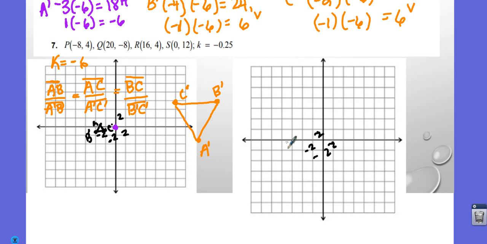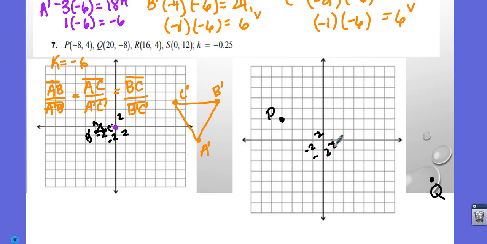Okay, so 1, 2, 3, 4, that's -8, and then 4, this is my P. And then the next one is 20 and -8. So I'm going to go 1, 2, 3, 4, 5. That's 10. This is somewhere out here. And then you get -8. So 1, 2, 3, 4. And that's somewhere out here. I don't have enough room, so I'm just putting it off my paper.